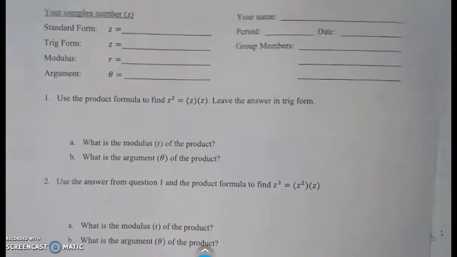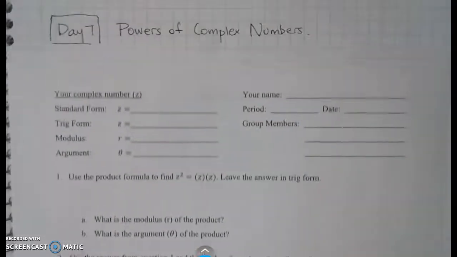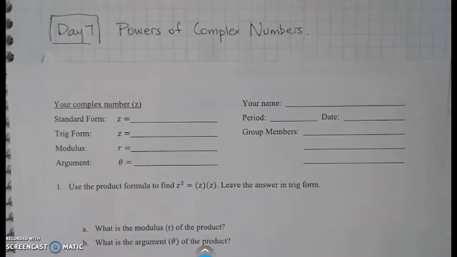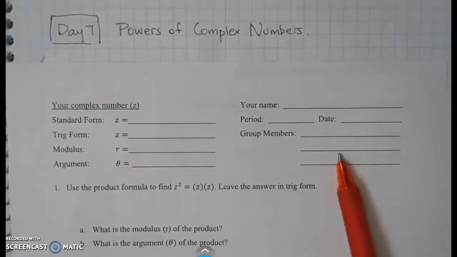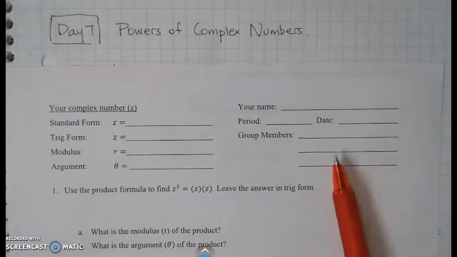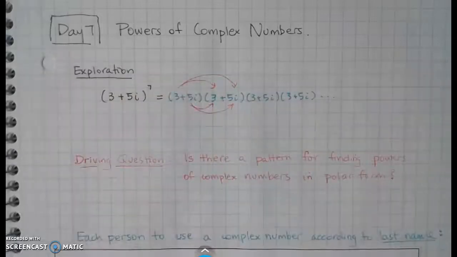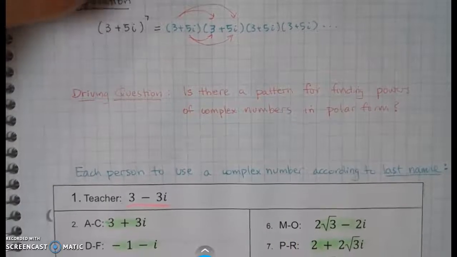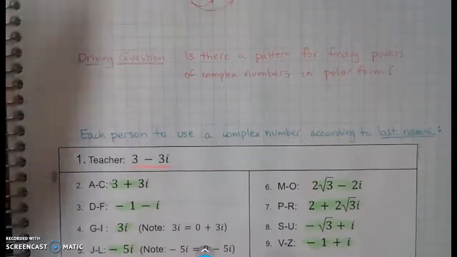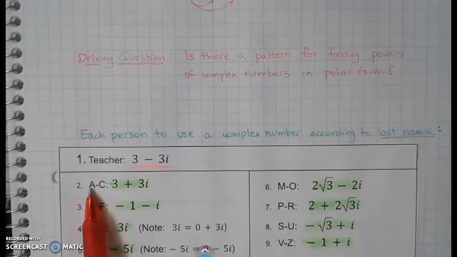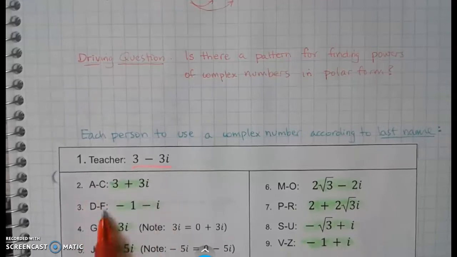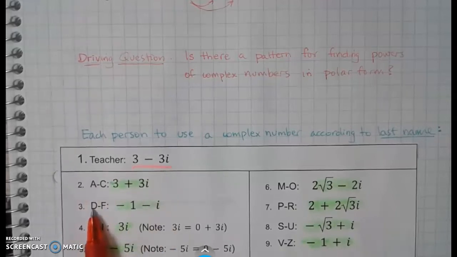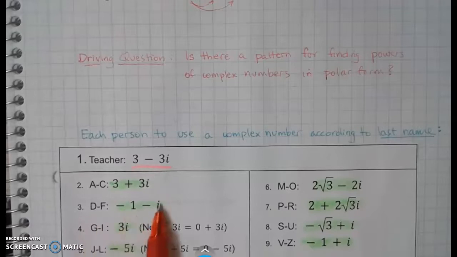It's the whole sheet, and you're going to be working on that. You can work on it as an individual or as a group. If you're working as a group, you can put the group members' names. Okay, so here are the complex numbers that you're going to be choosing. If your last name starts with A to C, then this is your complex number. If your last name starts with D to F, then this is your complex number, and so on and so forth.